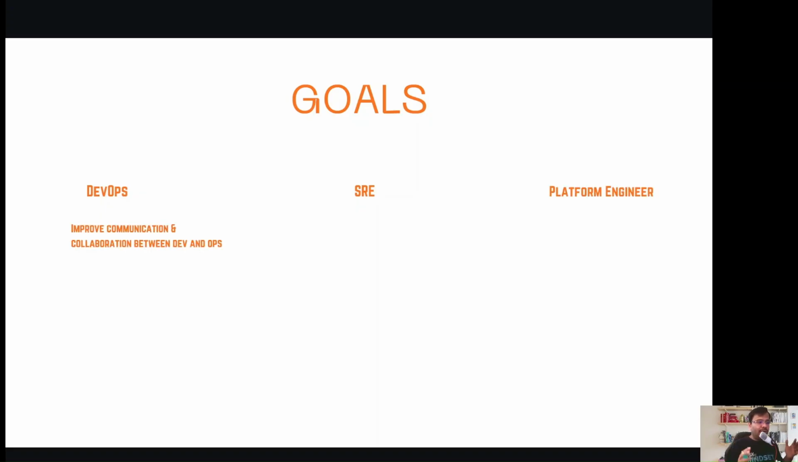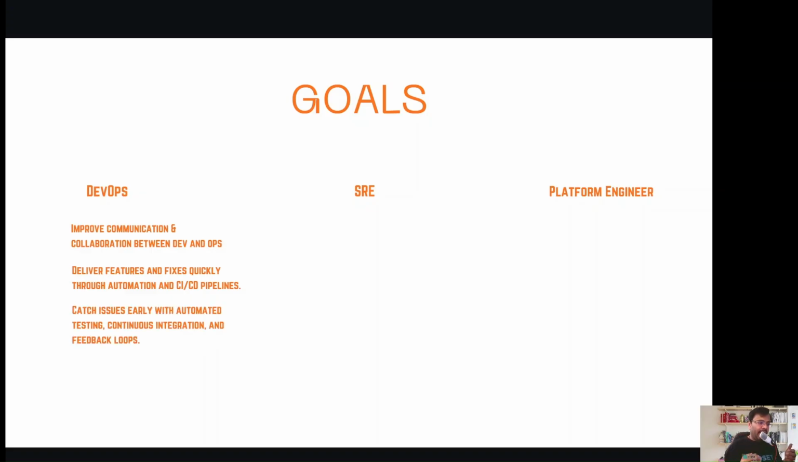The first goal for the DevOps engineer is improving the communication and collaboration between the development teams and the operations. The second goal is to deliver features and fixes quickly through automation and CI/CD pipelines.